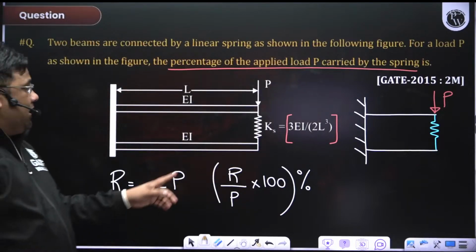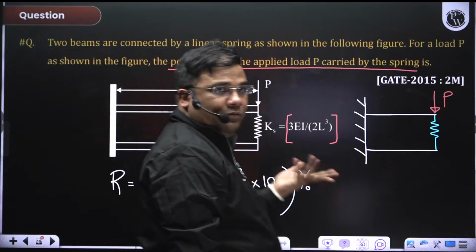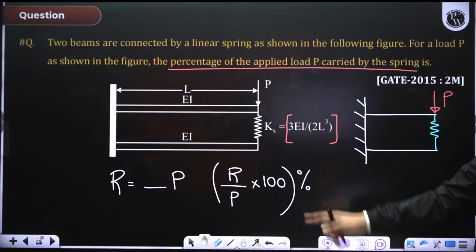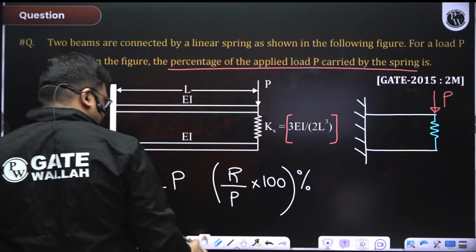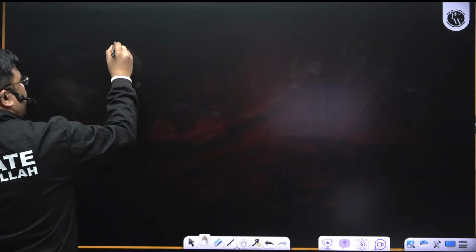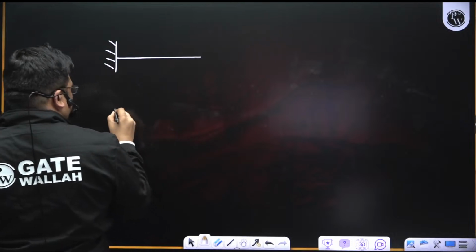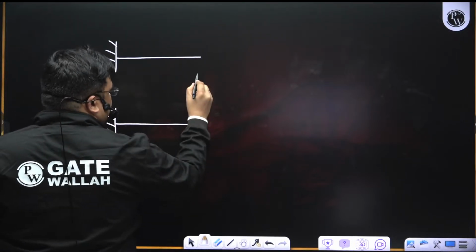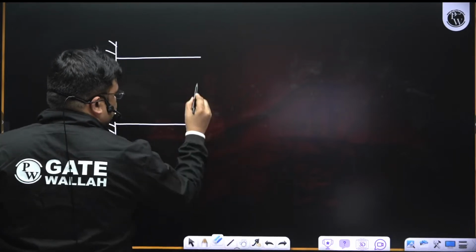Now, first of all, you see here there is no information about the spring force, and obviously the spring force is not 0 here. So when you want to solve this type of question, first I have to draw the free body diagram. So I will draw the two beams separately, and the spring also I will draw separately. Spring is something like this.